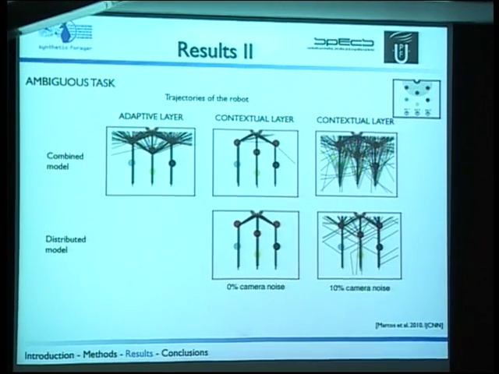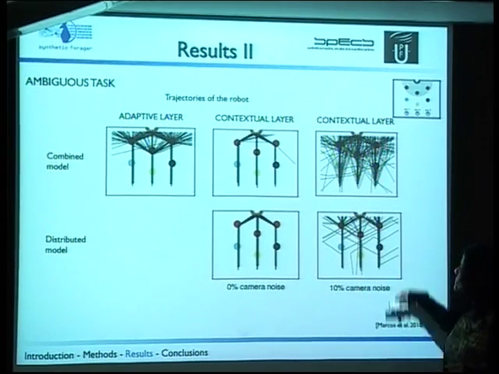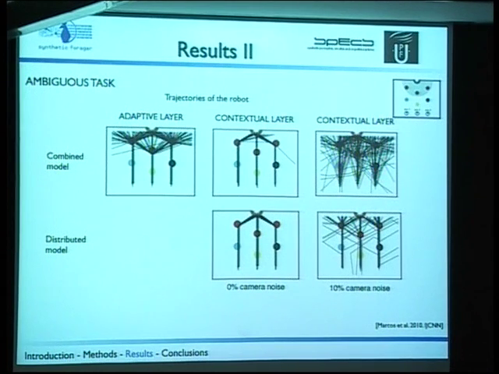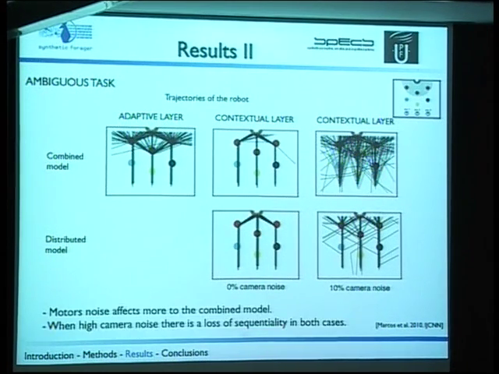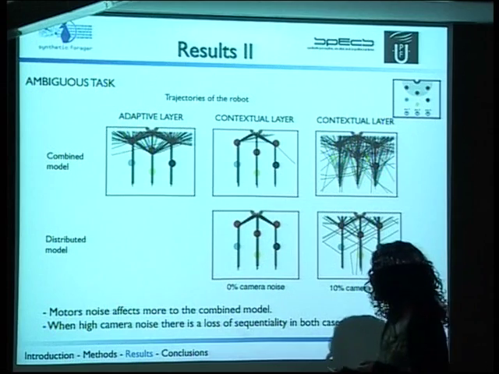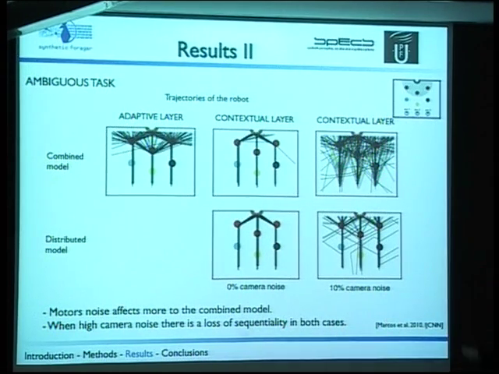However, when the noise in the camera is too high, in this case the highest we use, which is 10%, the trajectories are not that accurate. But instead, the sequentiality is lost on some occasions, which makes the robot fail to reach the target. And as I said, the motor noise affects more the combined model, as it happened before. And when the noise in the camera is very high, also the sequentiality is lost.